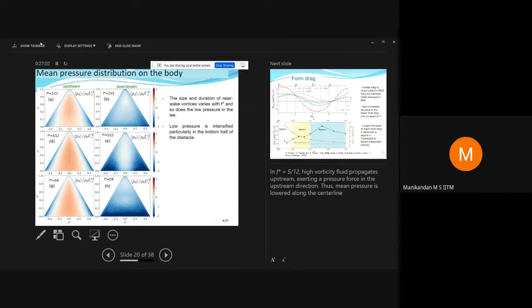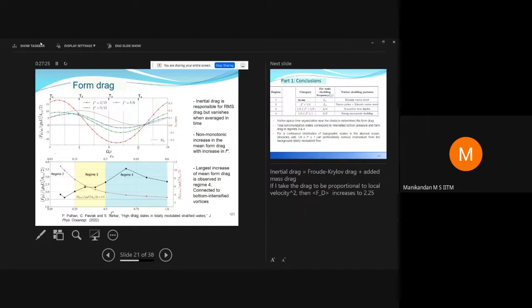And the reason is not very difficult to understand. It's basically that your vortices are hanging out near the back of the hill for a longer period of time when you are in this tidally synchronized state. And because in regimes 3 and 4 you have these large vortices which are bottom intensified, the mean form drag also increases.